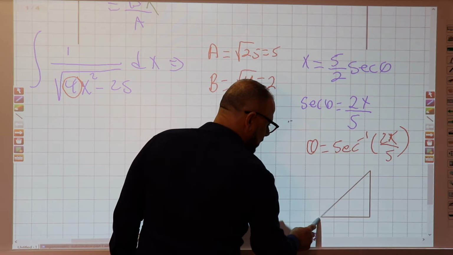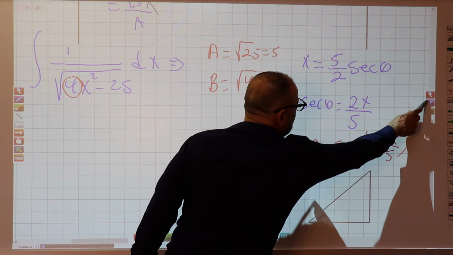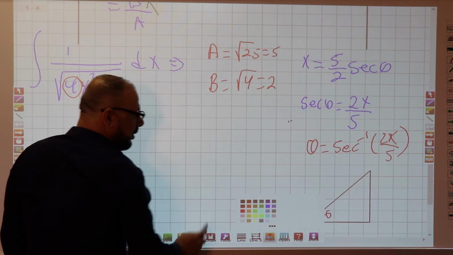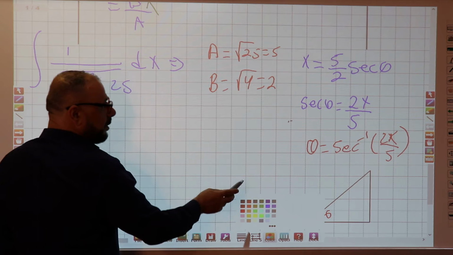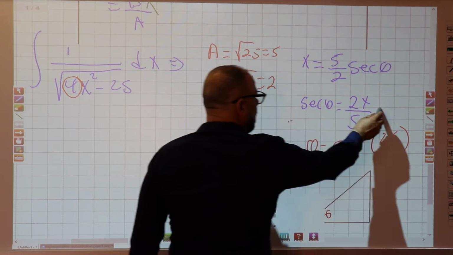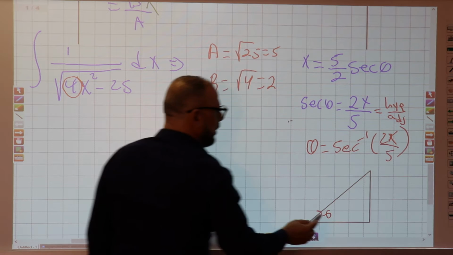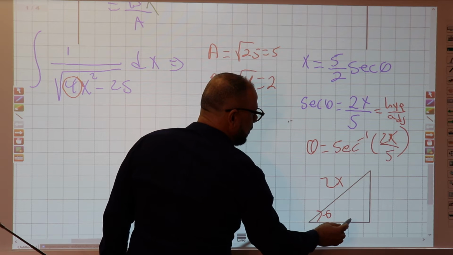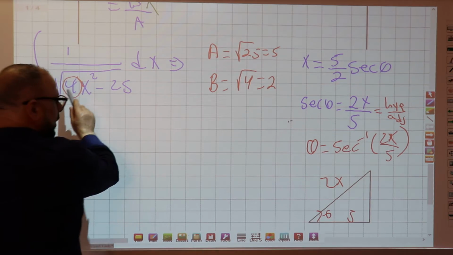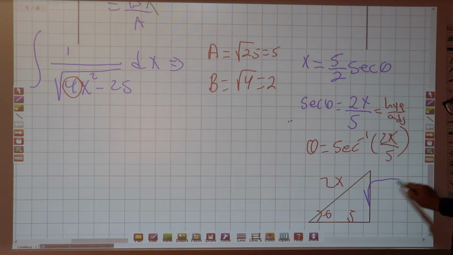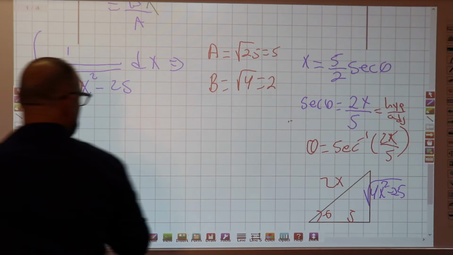The triangle is here, and theta is here. Theta is here, and secant theta is 2x over 5, so the hypotenuse over adjacent: the hypotenuse is 2x, the adjacent is 5, and this side is the remaining leg. Always remember that you end up with the same format of the given integration.